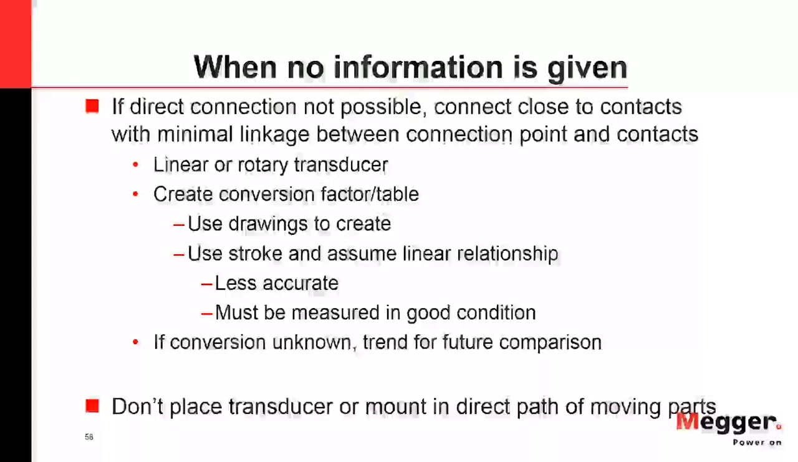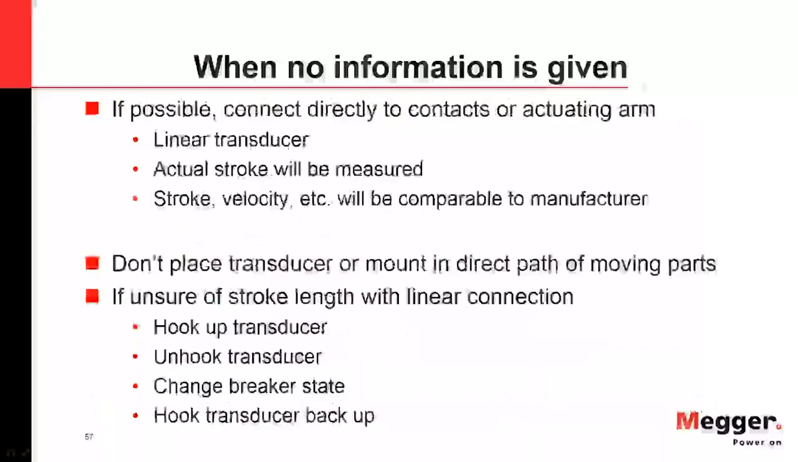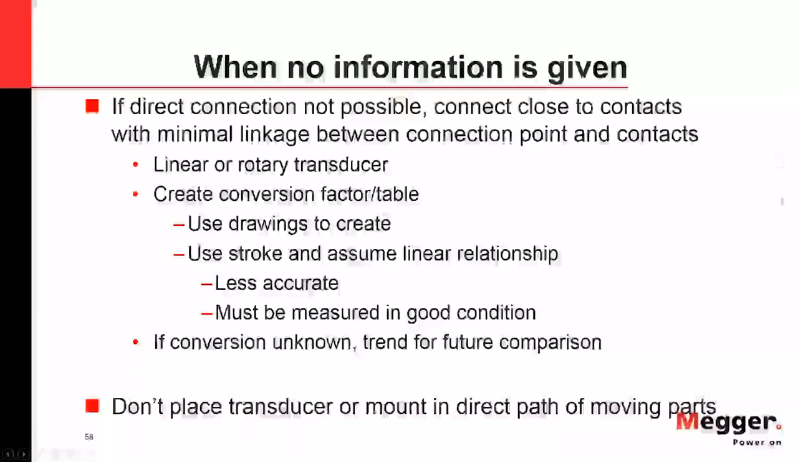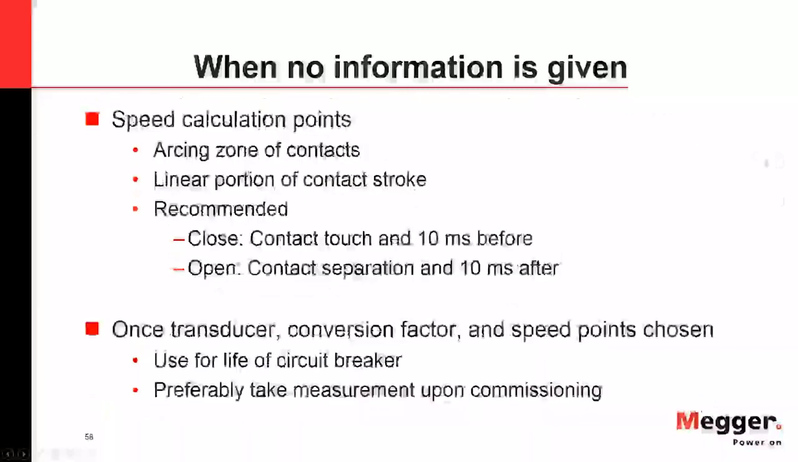So, speed calculation points: if the manufacturer doesn't give you anything, you're going to look for something on the linear portion of that contact stroke and something in the arcing zone of the contact. And then we recommend, if you have nothing else, contact touch and 10 milliseconds before for the close, and contact separation and 10 milliseconds after for the open, because that's in the arcing zone.